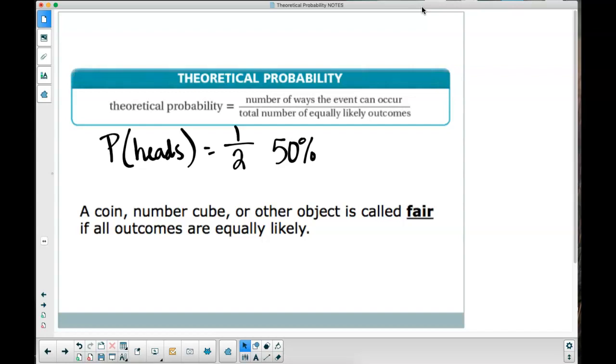I got heads. That's 1 out of 2. Tails. So that means this one has to be heads. Tails. Okay, so my experimental probability was very different than my theoretical probability. Theoretically I'm supposed to get heads half the time. Experimentally, what actually happened is I got it 1/4 of the time.